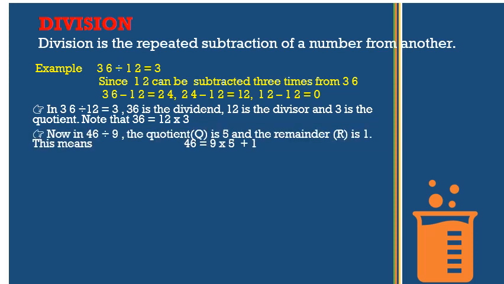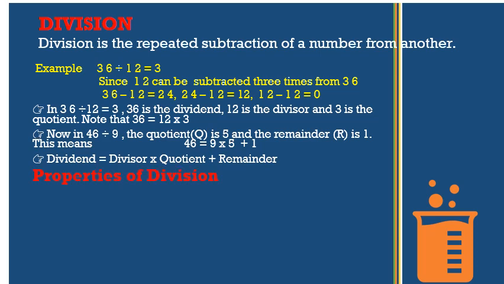Now children, in 46 divided by 9, the quotient is 5 and the remainder is 1. This means that 46 is equal to 9 multiplied by 5 plus 1, or we can say that dividend is equal to divisor multiplied by quotient plus remainder. You have to always remember this thing and use it while checking the answer of division.